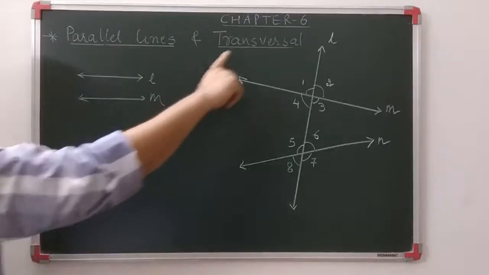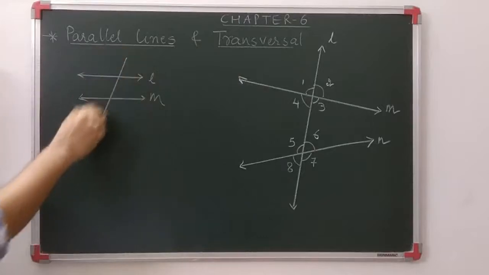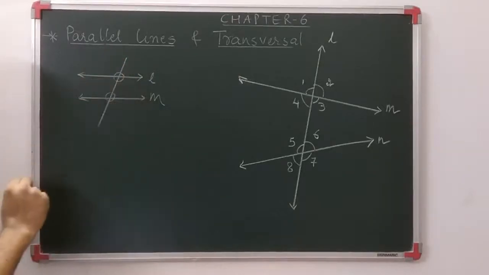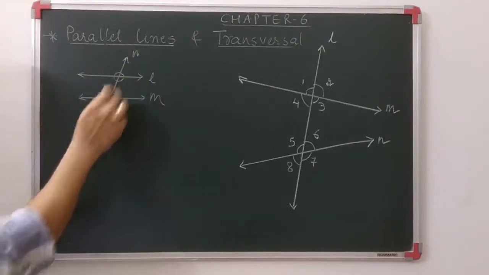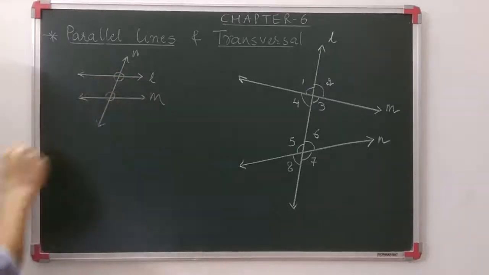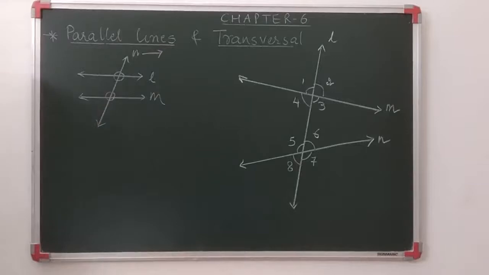Now let's get the meaning. What is the transversal? If I draw another line which intersects these two lines at two distinct points, let us give the name of this line N. So we can see that this line is intersecting the other two lines at two distinct points. So we can say that N is the transversal of L and M.